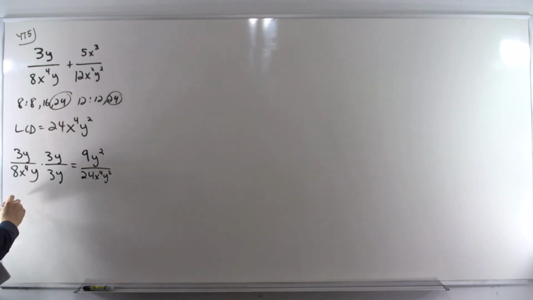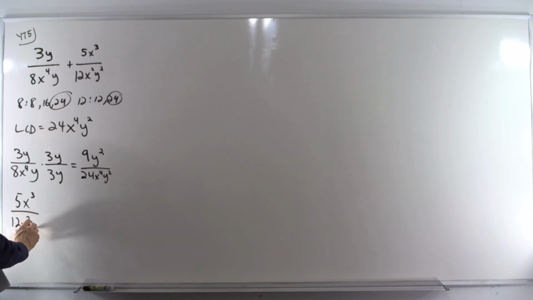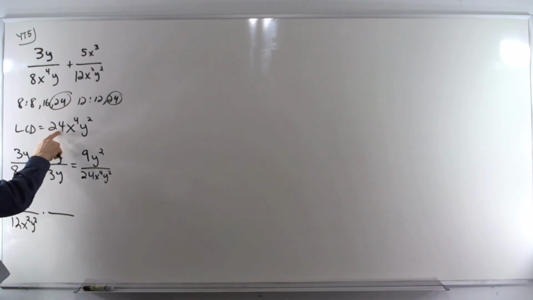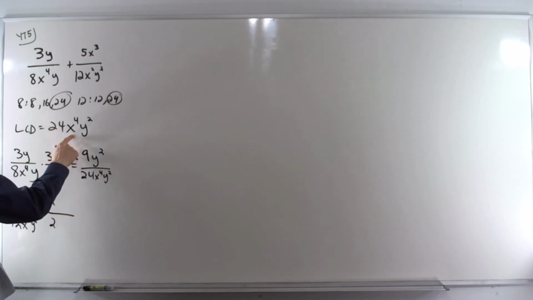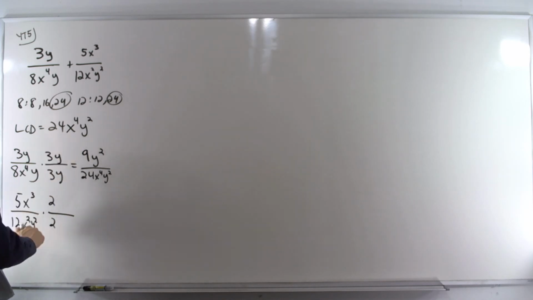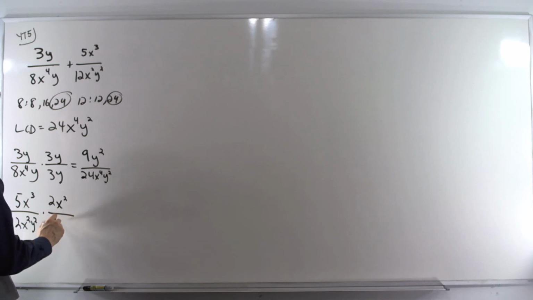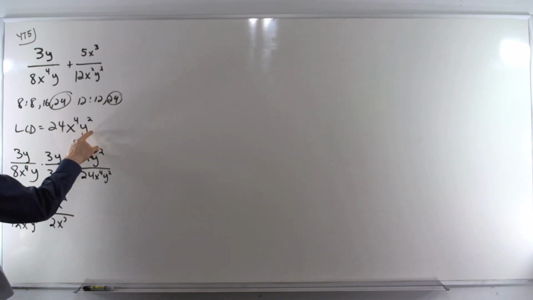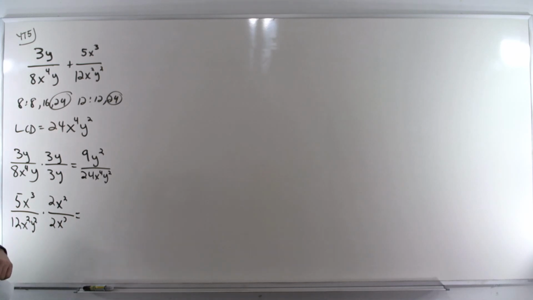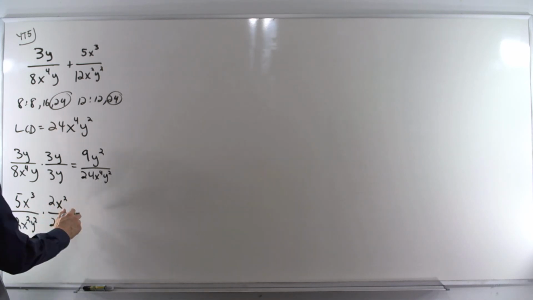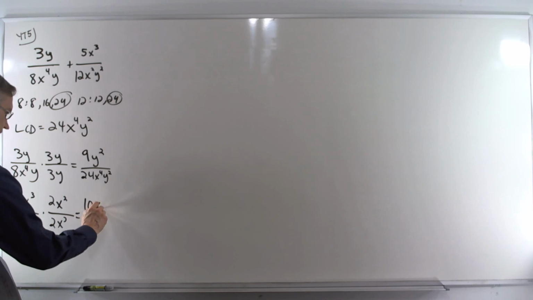Next fraction, 5x to the third over 12x squared y squared. All right, what are we going to multiply by? 24 divided by 12 is 2. X to the fourth over x squared is x squared. Y squared divided by y squared, those cancel. So we're multiplying by 2x squared over 2x squared. Multiplying straight across, we get 10x to the fifth power.